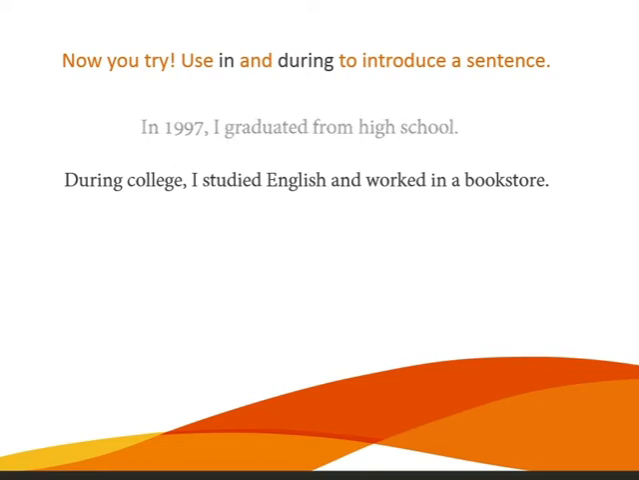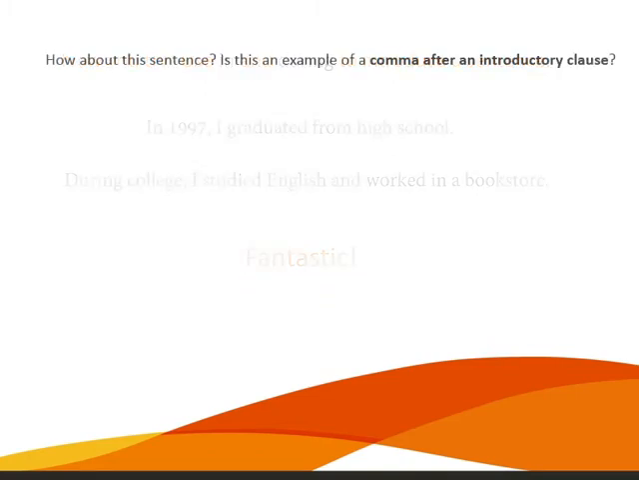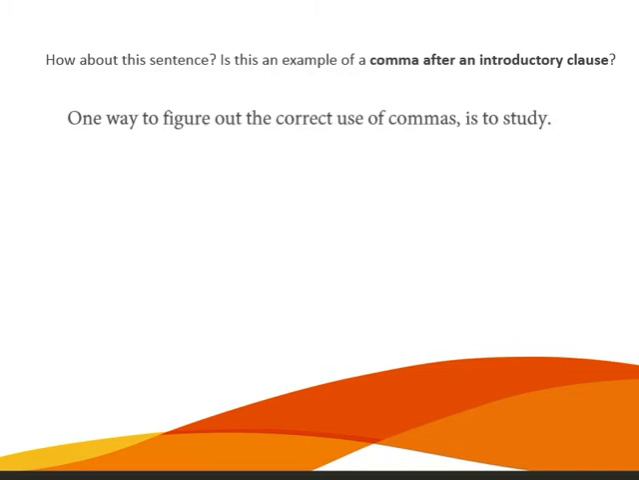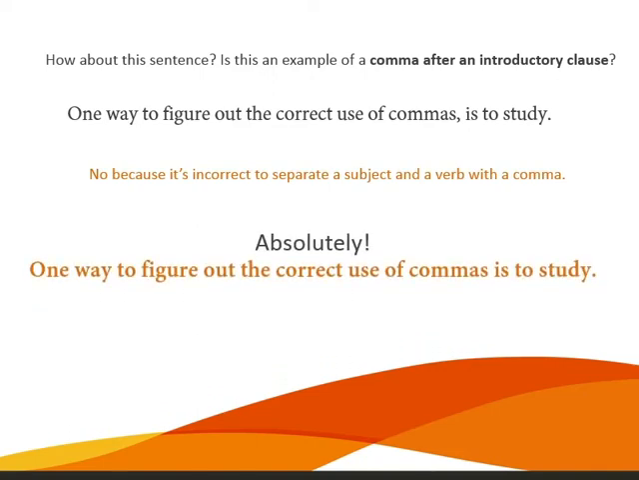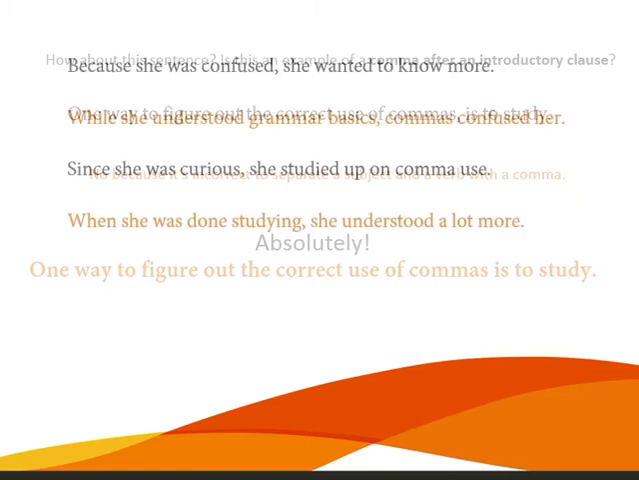How about, in 1997, I graduated from high school. Fantastic. During college, I studied English and worked in a bookstore. You got it. How about this sentence? Is this an example of a comma after an introductory clause? No, because it's incorrect to separate a subject and a verb with a comma, and the subject is one way to figure out the correct use of commas. Absolutely. If you look again at the example sentences, you will notice that the subject and verb are never separated by a comma.